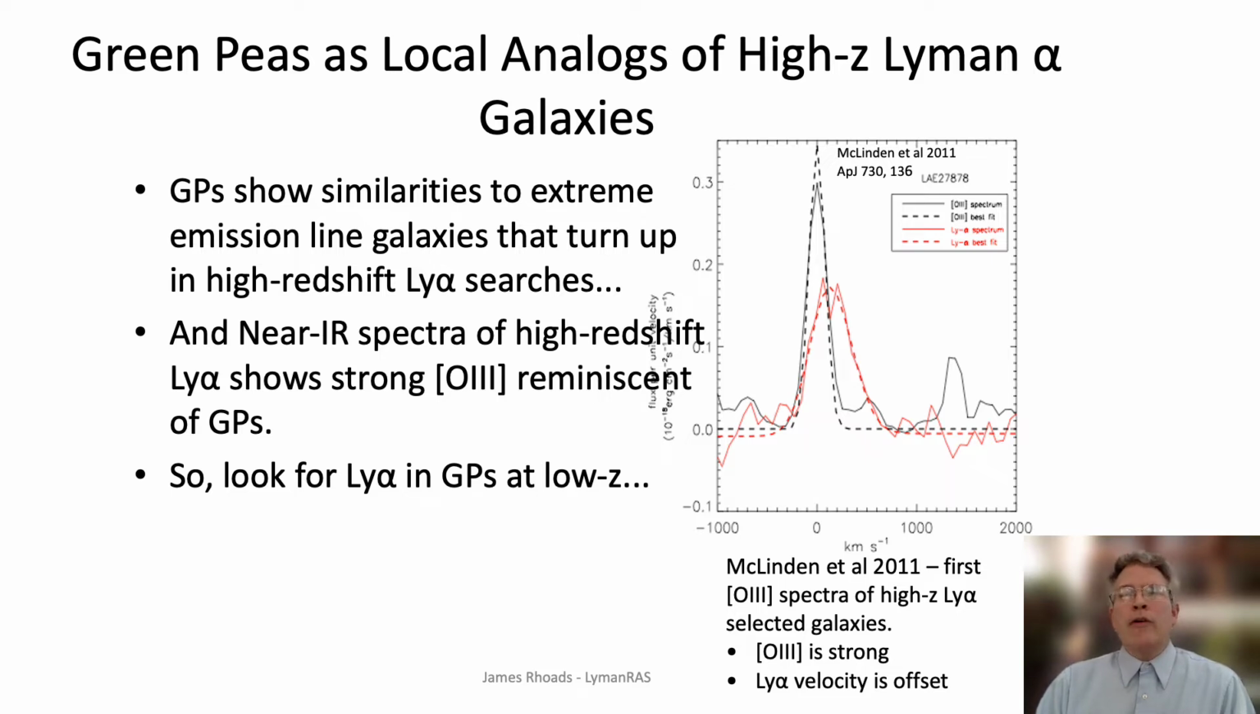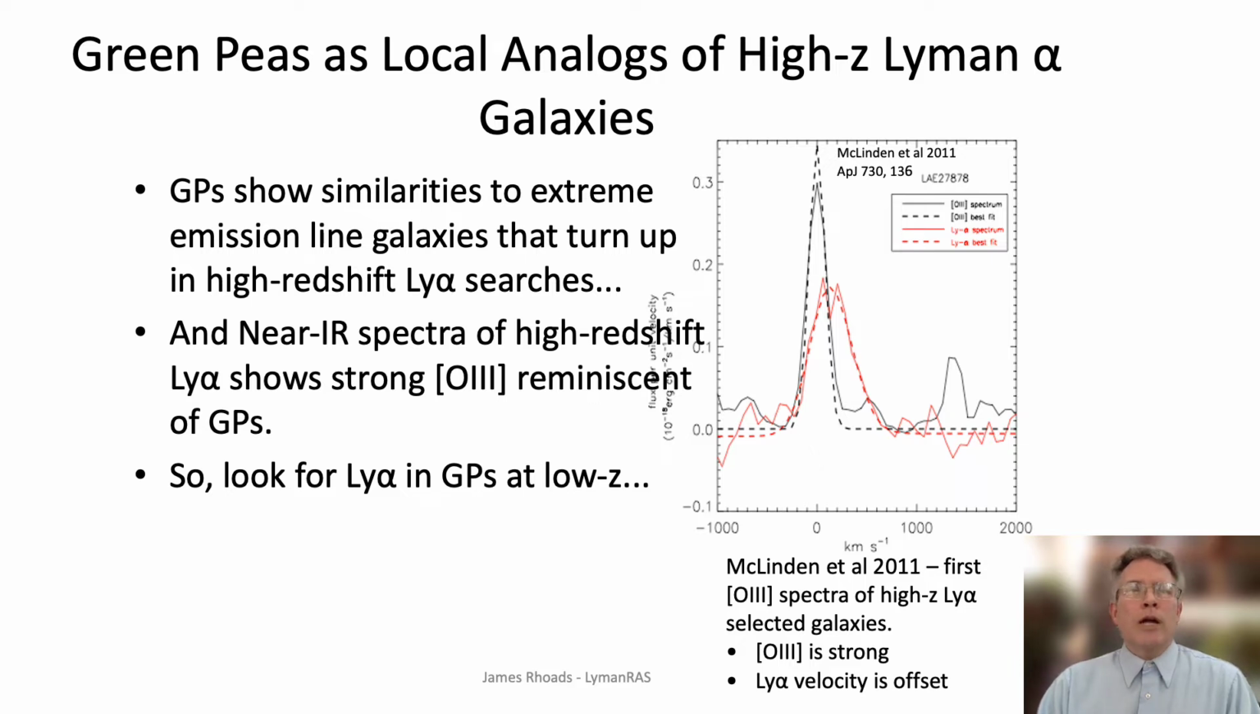The other similarity you see is when you go take a near-infrared spectrum of a high redshift Lyman alpha galaxy, you tend to find this very strong oxygen-3 emission. So this is, in the inset, a spectrum from Emily McLinden's thesis work in 2011. This shows Lyman alpha in red and oxygen-3 in black, and I think this was the first rest optical line emission from redshift 2 and beyond Lyman alpha selected galaxies.